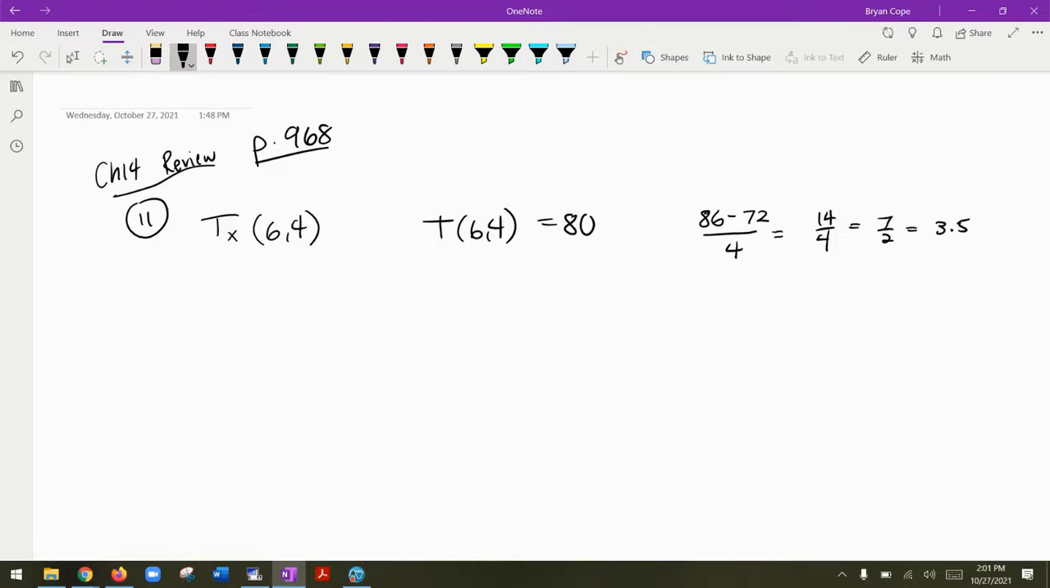Max, what would be the units on this? Any idea? No. Okay, what's big T? It's measuring temperature. And what are we doing as far as moving around? We're in meters. So this would be degrees Celsius per meter.